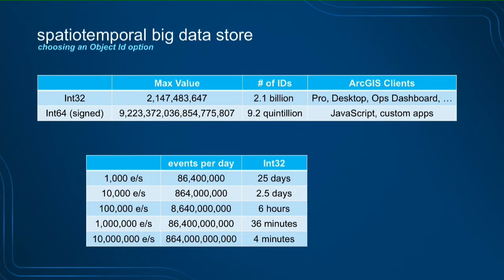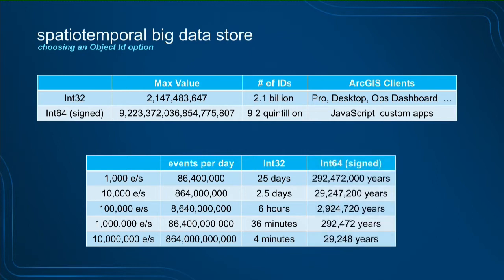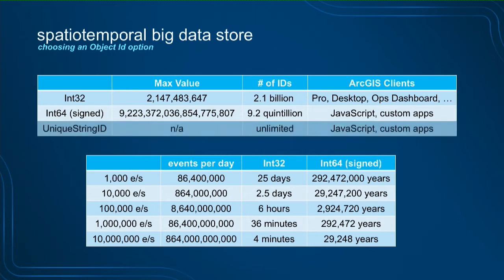And so the recent Ops Dashboard that's JavaScript based and all the web app builders and the web maps and all of those things make use of this capability. And you won't run out of int64 for quite some time. So I think we'll be pretty good with int64 here. And then there's also a last option too. If you don't ever want to run out of address space, you can use an object ID strategy that's unique string ID, and that would never run out.